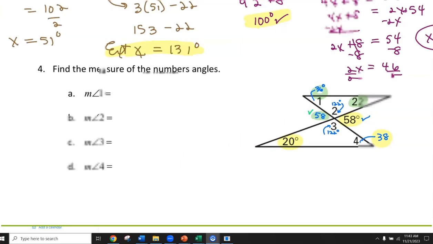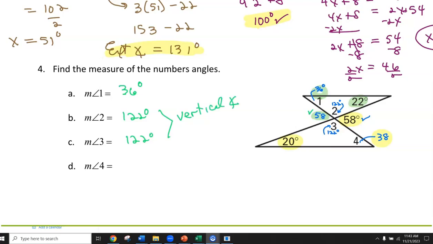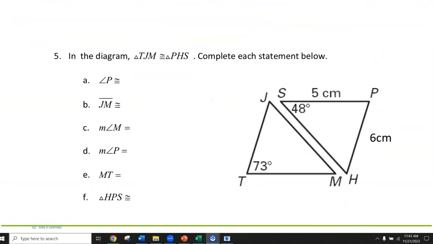Let's come over here and actually answer the questions. Don't answer the questions until you've filled everything in. Angle 2 was 122. Angle 3 was also 122 because these are vertical angles. And angle 4 was 38 degrees. So we have all of the angles. Play around with that. Make sure you can get every single angle. You can do it because you have a lot of knowledge now about geometry.